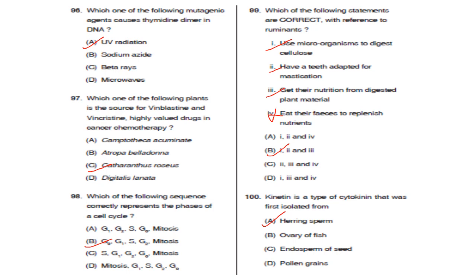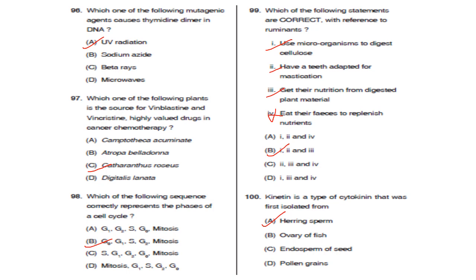Then which of the following statements are correct with reference to ruminants? So ruminants, they are herbivores, that is grazing mammals, and their stomach has got 4 compartments, that is rumen, reticulum, omasum and abomasum. And these animals chew the cud regurgitated from the rumen, and they acquire their nutrients mostly from plant-based food. So use of microorganisms to digest cellulose, that is also correct with regard to ruminants. So that is correct. Then have teeth adapted for mastication, that is also correct.